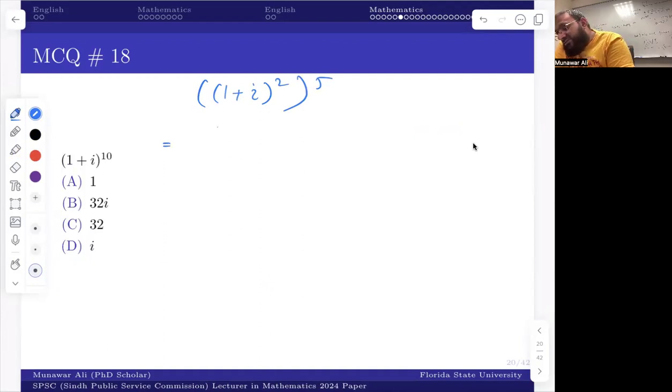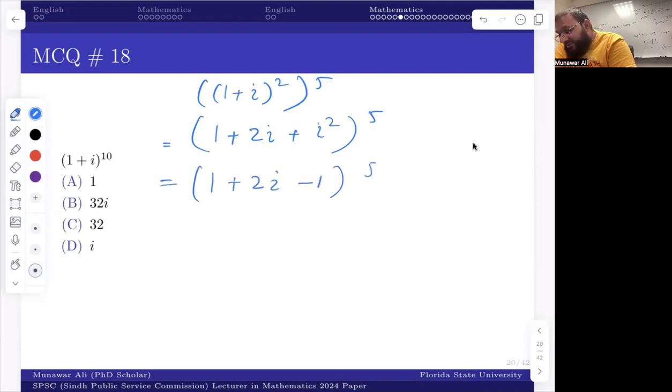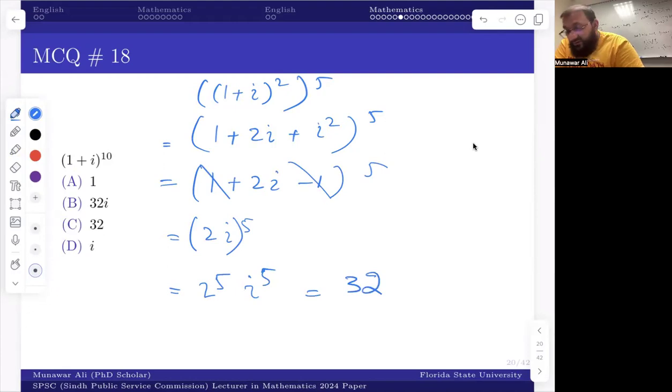So 1 plus i squared is the square of the first, twice the product of the first and last, plus the square of the last. Easy. And you know very well, i squared is going to be minus 1. Minus 1 and plus 1 cancel. We are left with 2i to the 5. And this is going to be the fifth power of 2 and the fifth power of i. The fifth power of 2 is 32. And the fifth power of i is simply i. You know that thing, because i to the 5 is simply i to the 4 times i. And i to the 4 is 1. 1 times i is going to be i.